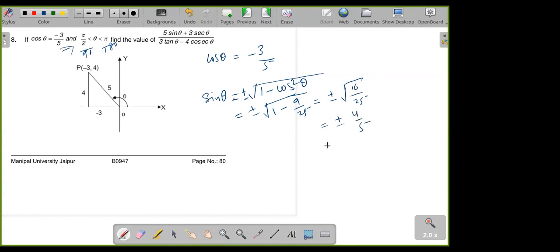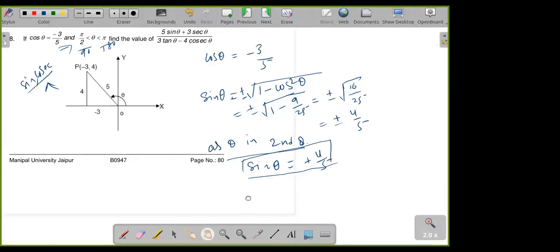Okay, now let's see. Our theta is in the second quadrant. As theta is in the second quadrant, what will sine theta be? Plus 4 by 5 or minus 4 by 5? Plus. Good, because we already know that in the second quadrant sine and cosec have a VIP pass, so they can go freely. So sine theta is equal to 4 by 5.